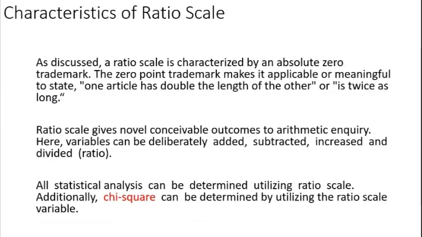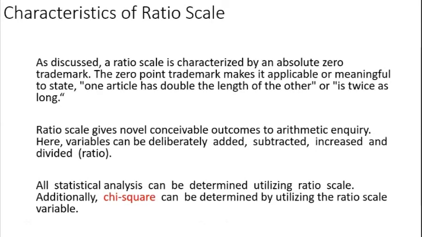As discussed, a ratio scale is characterized by an absolute zero trademark. The zero point trademark makes it meaningful to state one article has double the length of the other, or is twice as long. Unlike in the interval scale, where we cannot, here we can say this because we can now do the following arithmetic inquiry. We can add, subtract, multiply, and divide variables. Hence the word ratio. We can divide.